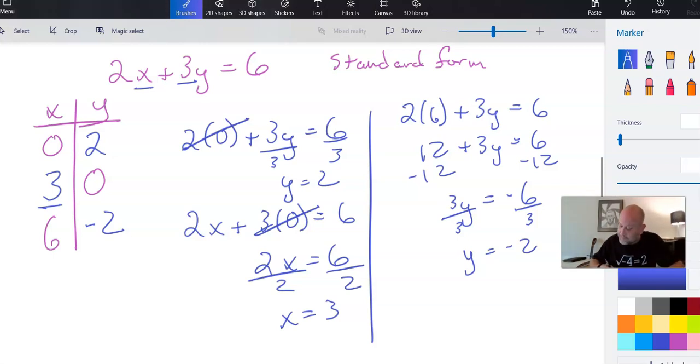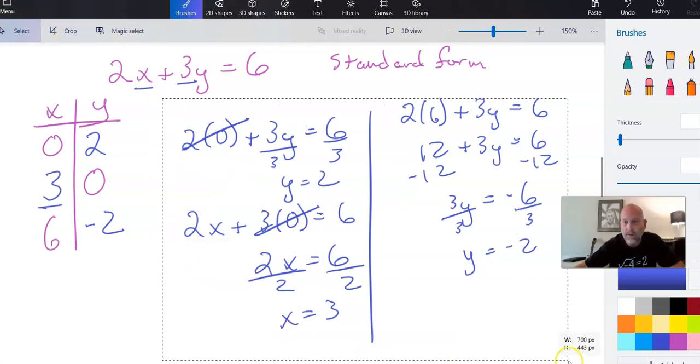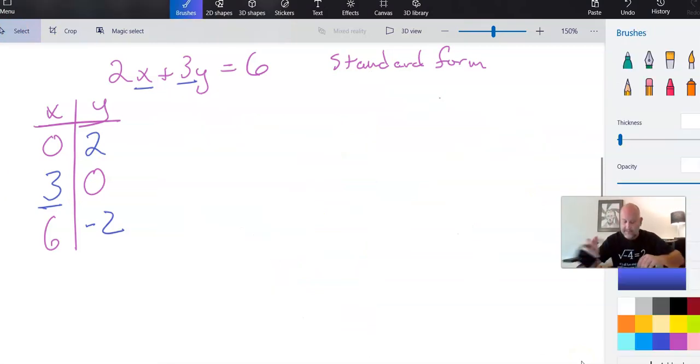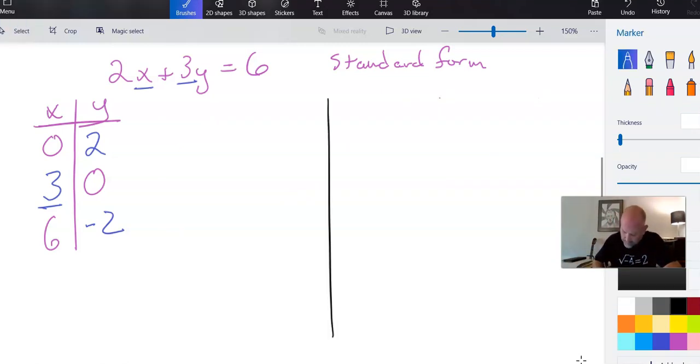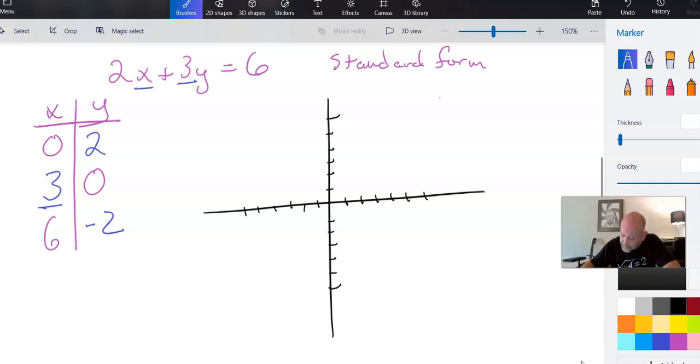Okay, so we have 3 points. Let's go ahead and graph them. See what it looks like. Okay, so let's see here. Make sure I have everything on the proper way. So we got 1, 2, 3, 4, 5, 6, and again 1, 2, 3, 4, 5, 6. Something like that. It's a good sketch anyhow.